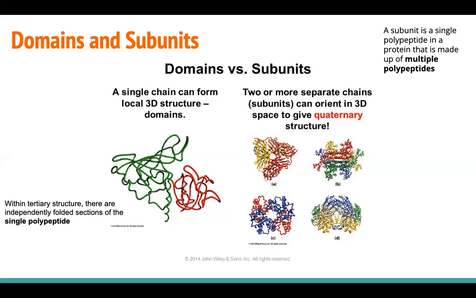Okay. And then a subunit is two or more separate chains that can orient in 3D space to give a quaternary structure. So it's a single polypeptide in a protein that makes up multiple peptides. Are there any questions?